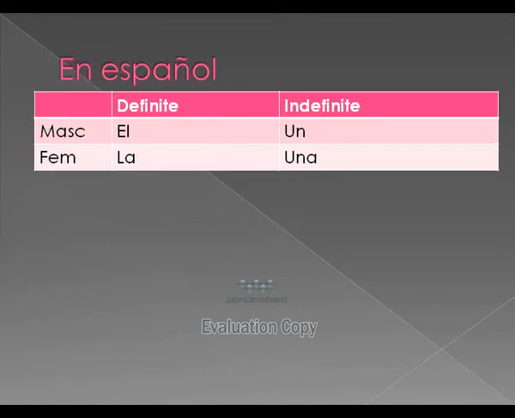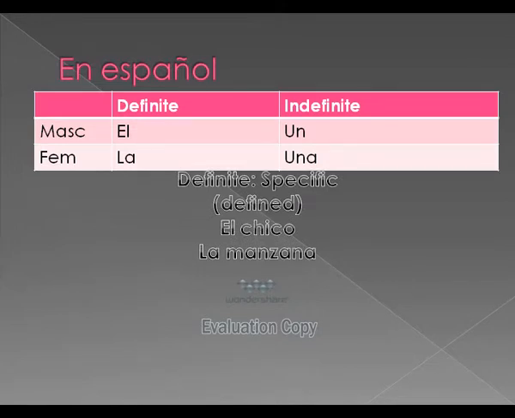But in español, it's a little different. We have to worry about gender. So we have the definite and indefinite articles, but now we have to worry about a masculine noun and a feminine noun. So again, we have specifics, but they have to change. If we're talking about a masculine noun like chico, we have to say el chico. If we're talking about a feminine noun, manzana, apple, we have to say la manzana.